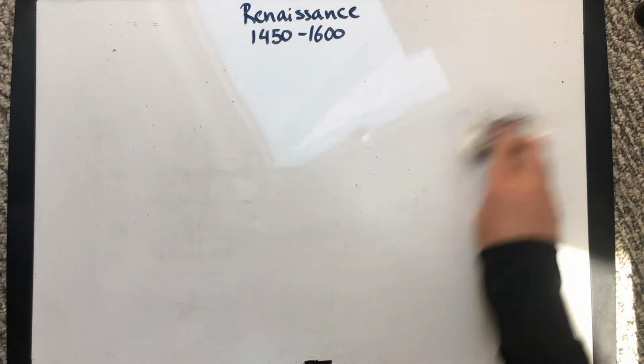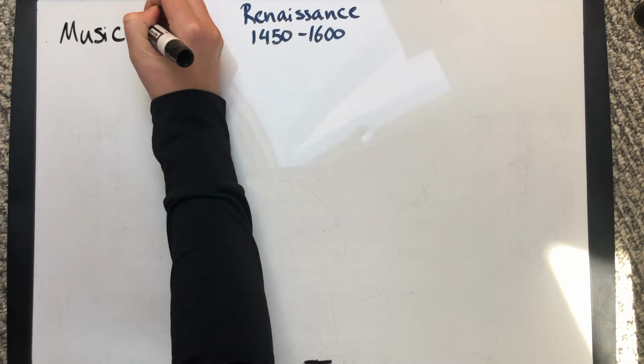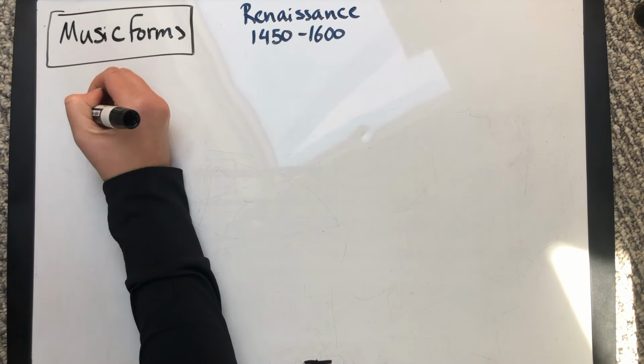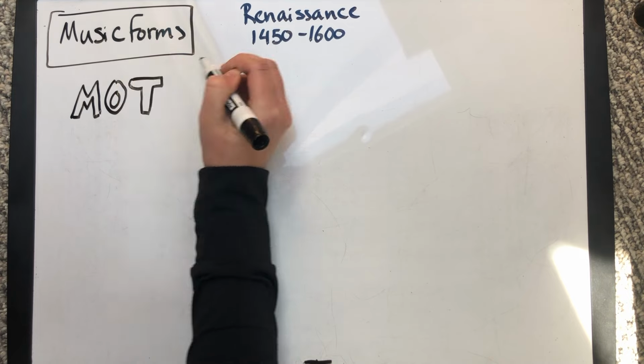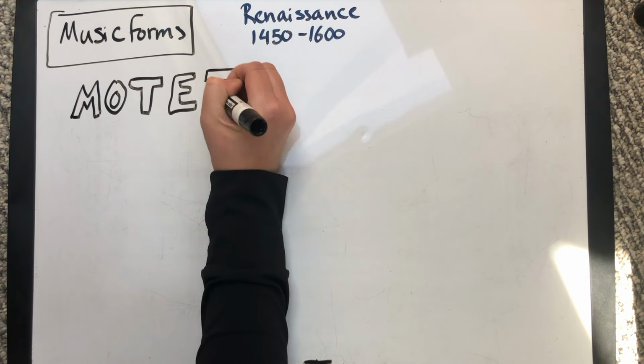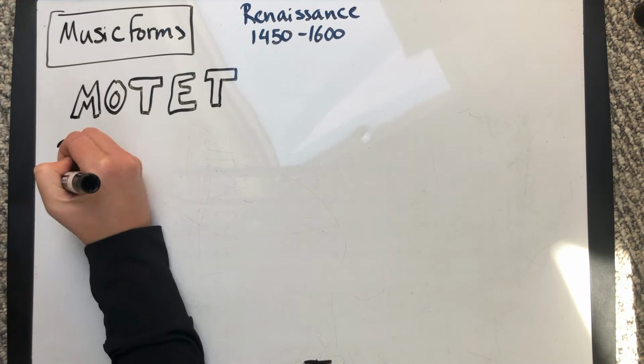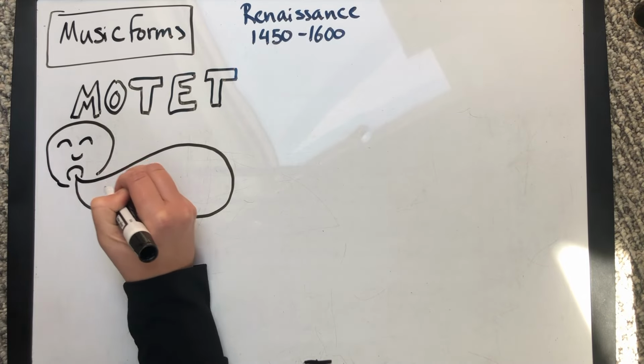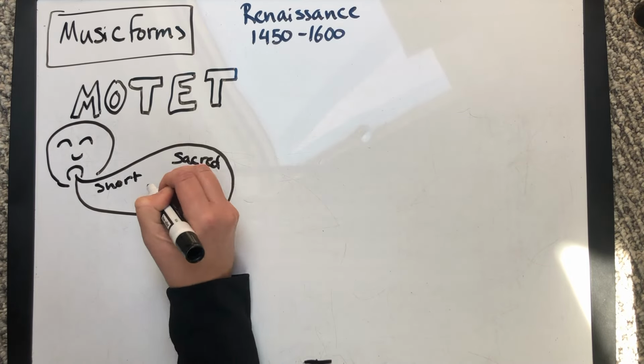There were a few forms of music that were really popular during the Renaissance era. The first form is the motet. This was a polyphonic type of music that was short, it was sacred, and it was vocal. So there were no instruments, just voices.